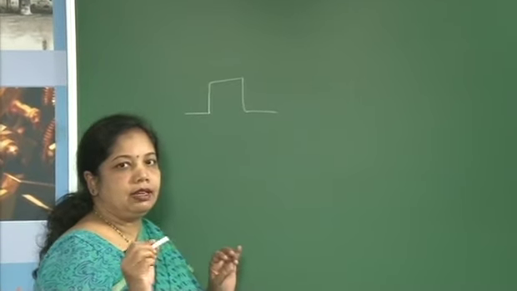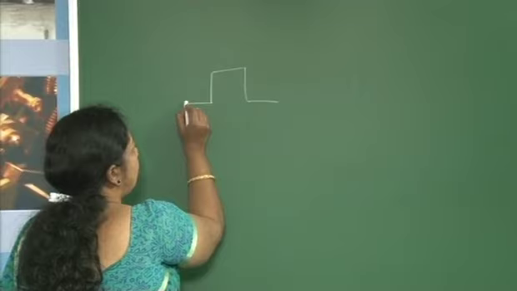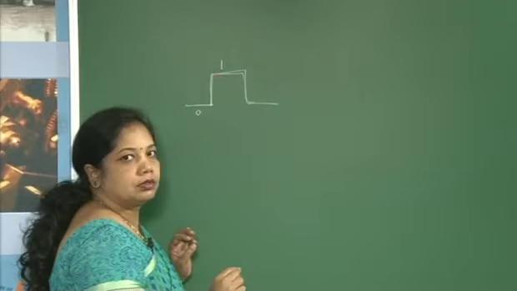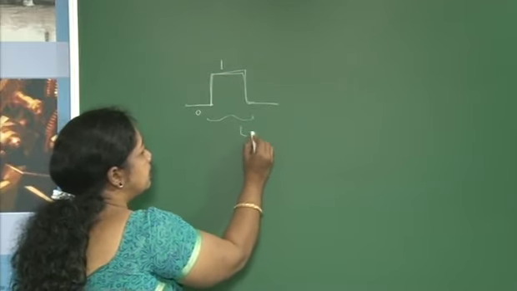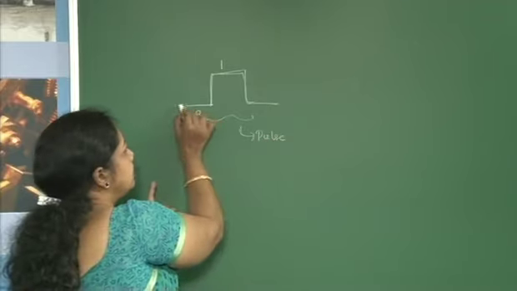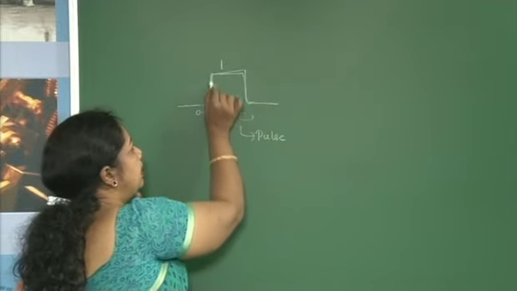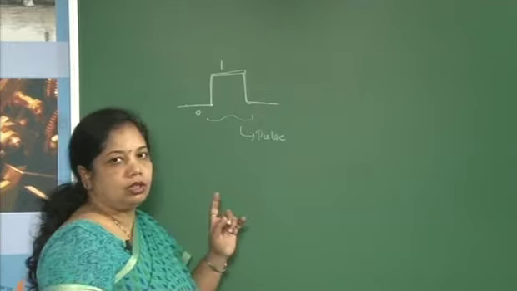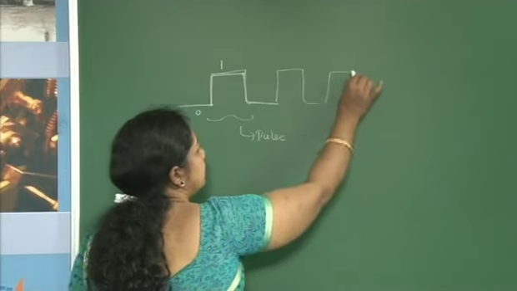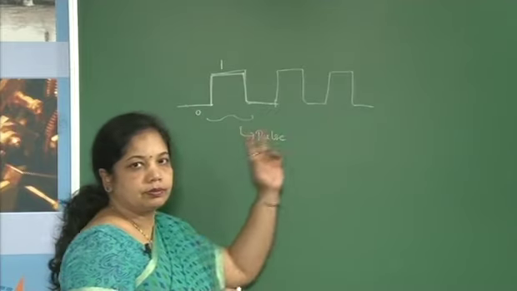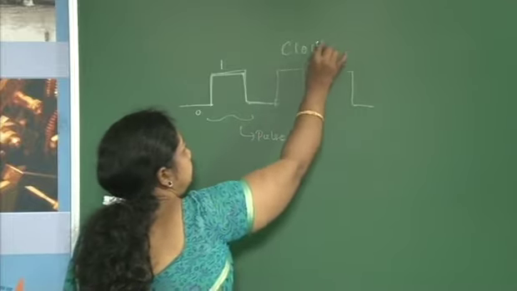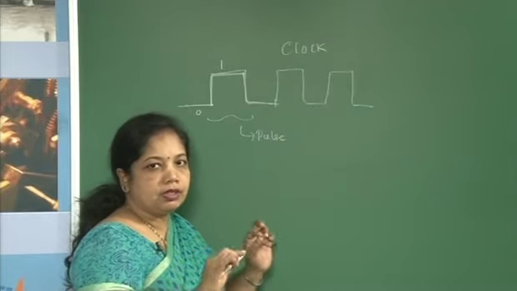Any signal, I represent low as 0 and high as 1. If this is a single pulse, it is called a pulse. A pulse is represented by a transition from 0 level to 1 level and back once again to 0 level. This is called a single pulse. Suppose I continuously provide these pulses, so it is a train of pulses, which is called a clock.